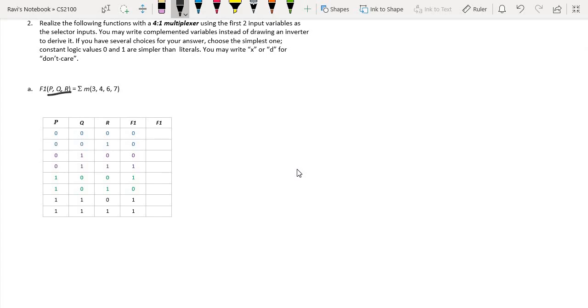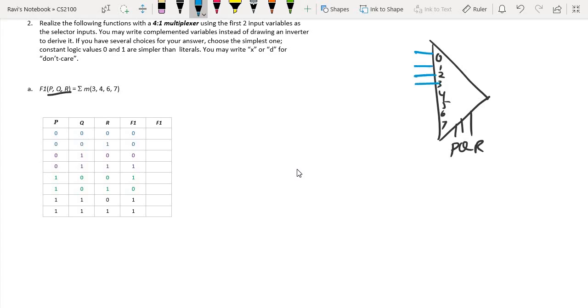If I'm given an 8-to-1 multiplexer where I have three selectors P, Q, and R, and inputs 0, 1, 2, 3, 5, 6, 7, then all I need to do is connect up the inputs which have the minterm expression to a 1. So this will be a 1, this will be a 1, this will be a 1, this will be a 1. And this is automatically F1. The rest of them will be zeros. That is how you can do it if you are given an 8-to-1 multiplexer.